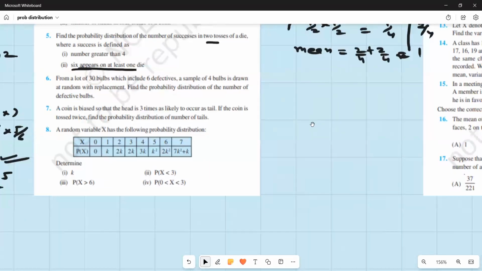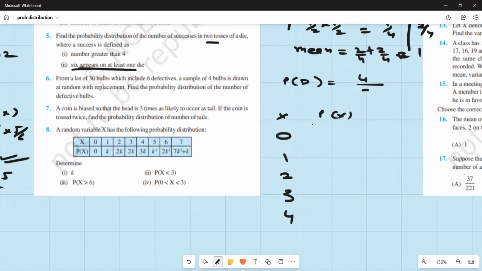Question number 6. There are 30 bulbs which include 6 defective. A sample of 4 bulbs is drawn at random with replacement. Clear. Find the probability distribution of the number of defective bulbs. So X will be 0, 1, 2, 3, 4. Right? Now, how many bulbs are defective out of 30? 6. 6 by 30 means 1 by 5 is the probability of defective.